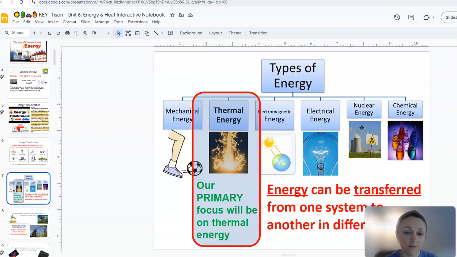Chemical energy. Sometimes we see this in the lab. We have different chemicals. We eat foods that are created of chemicals. Chemical energy is energy that's stored in the bonds of atoms. And we'll see conversions in all of these types of energy.